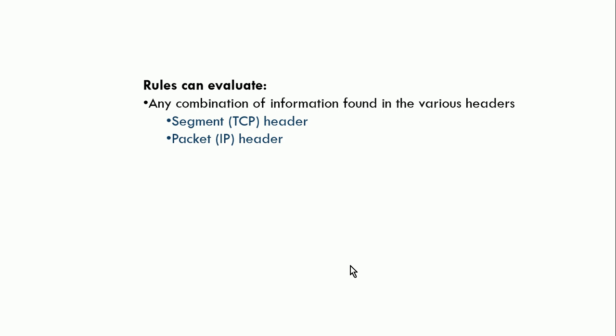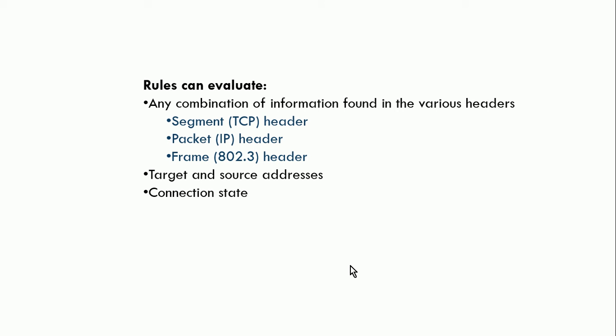So whatever we find in that segment TCP header, the packet IP header, or even the frame header, if it's in the local area network, we always have the target and source addresses. We always know the connection state if it's TCP. Again, there's no concept of state in IP, but TCP gives us the ability to know what the state of a connection is. And we can even see the payload or the content. And that's the more complicated thing.